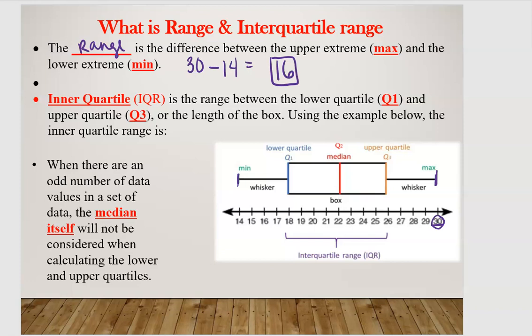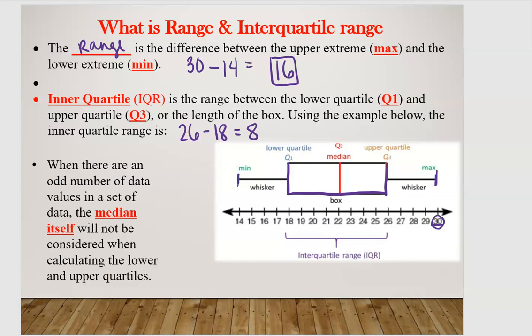The inner quartile range is the range between our box, basically. So from our upper quartile that we have right here to our lower quartile is going to be our inner quartile range. And the way you do that is you take your upper quartile, which is at 26, and you subtract out your lower quartile, which is at 18, and you get that the range that we have right here is that space that's making up our entire box. And we know that that's 8.